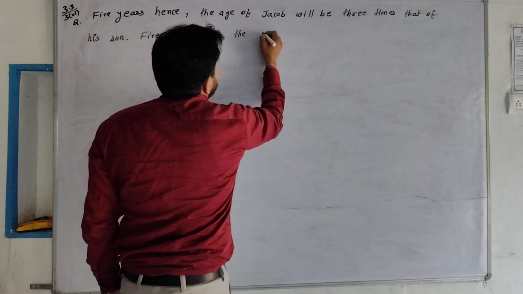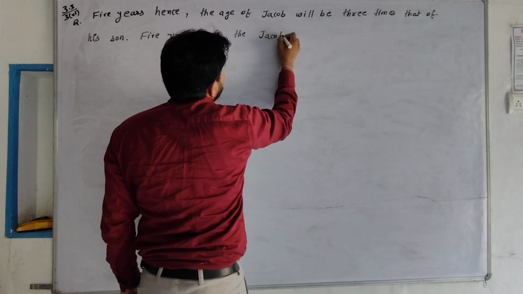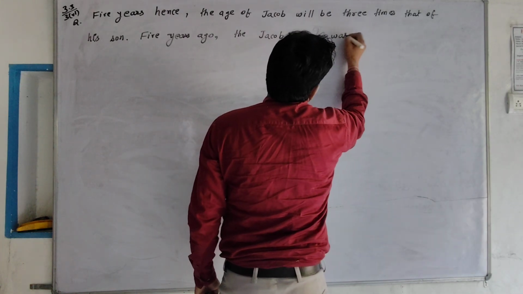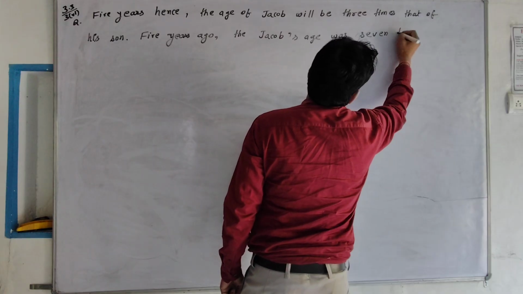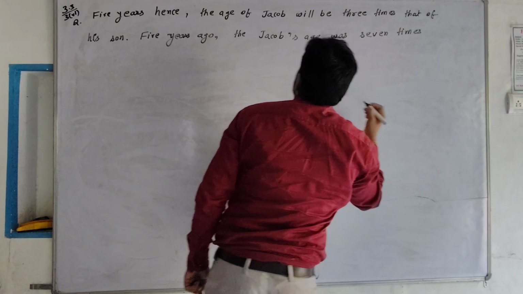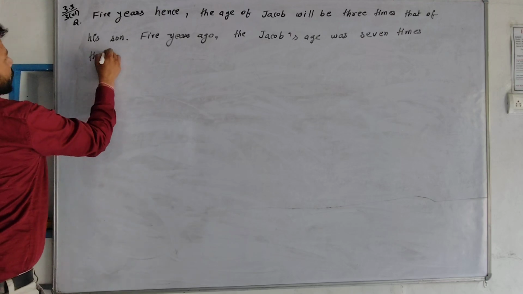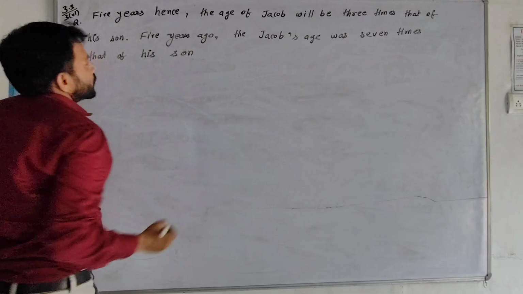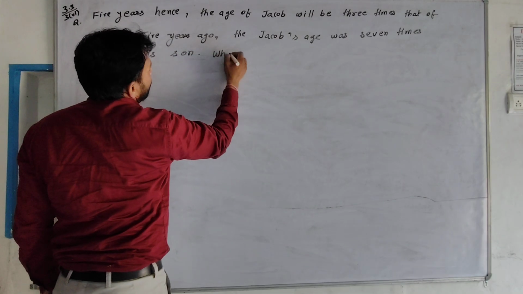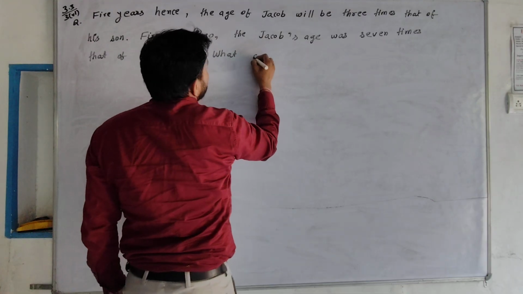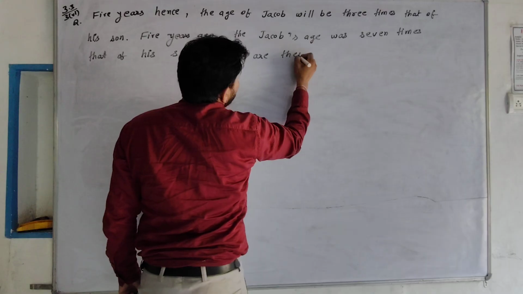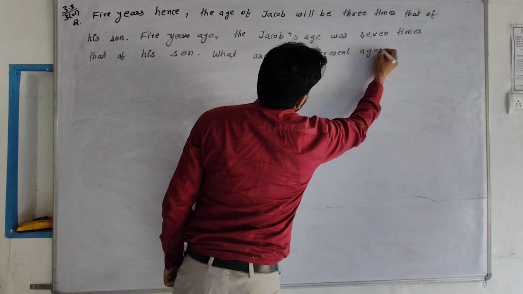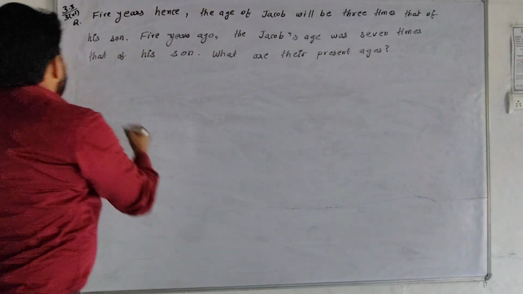The Jacob's age was 7 times that of his son. What are their present ages? Now solutions.